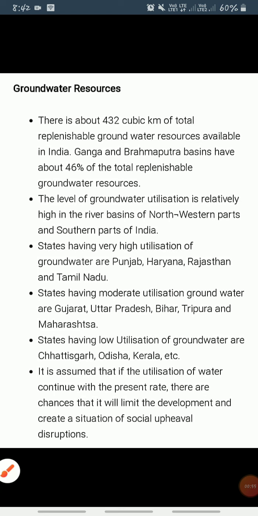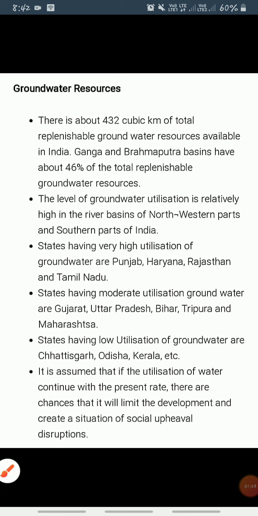The level of groundwater utilization is relatively high in the river basins lying in the northwestern region and the parts of South India. In the northwestern regions, the Godavari, the Chambal, and some parts of the Ganga river also, and in South India, the rivers Krishna, Kaveri, Mahanadi.